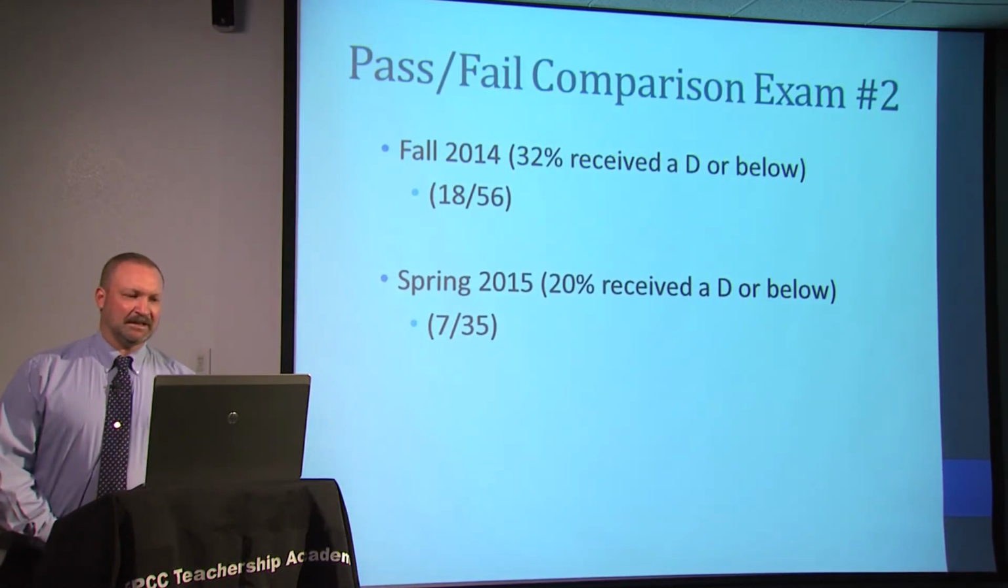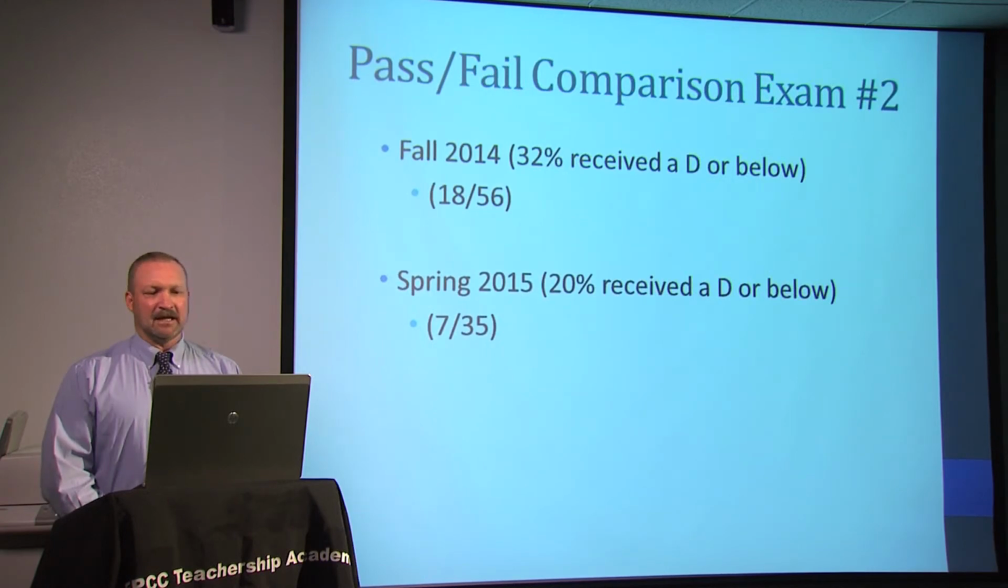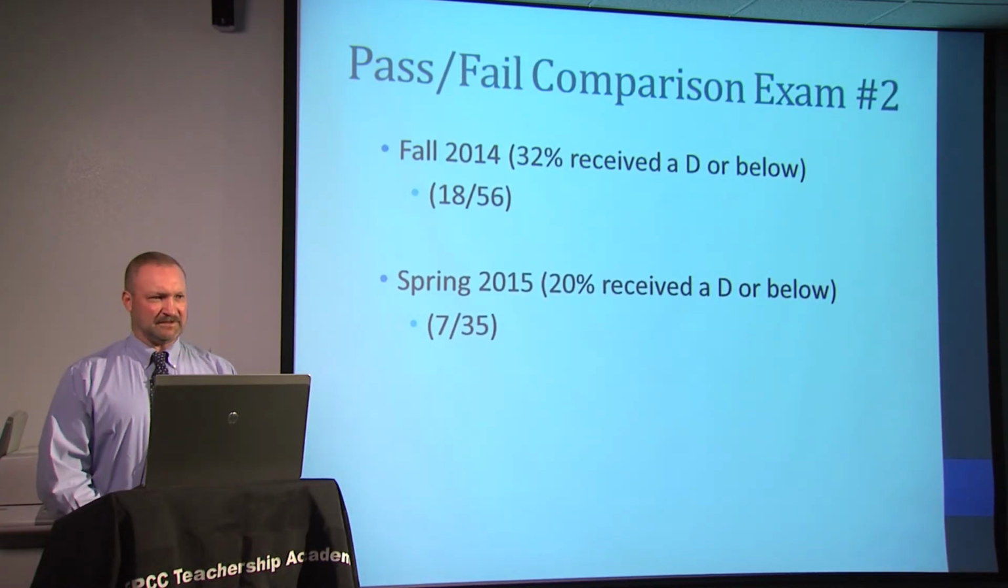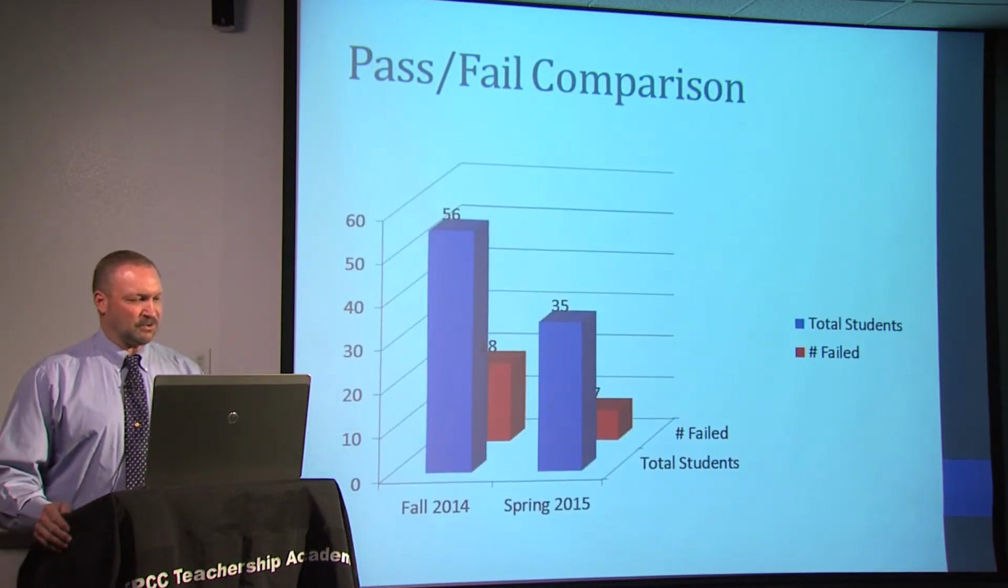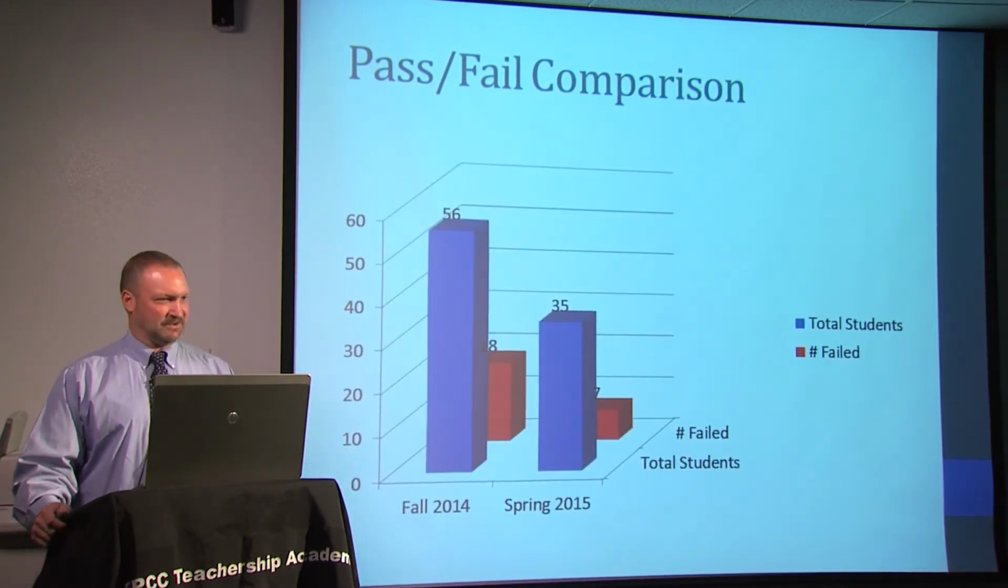And as an example, again, in the fall 2014, 32% of the students received a D or below. That was 18 out of 56, whereas in the spring, only 7 out of 35 received that D or below. And again, we show the graph showing those comparisons.